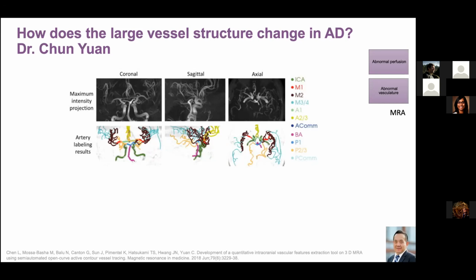And the question he wants to ask is, in Alzheimer's disease, how do these vessel structures look? How does their branching look? Does it change over time? And is that really responsible for all the blood flow changes that we saw earlier?